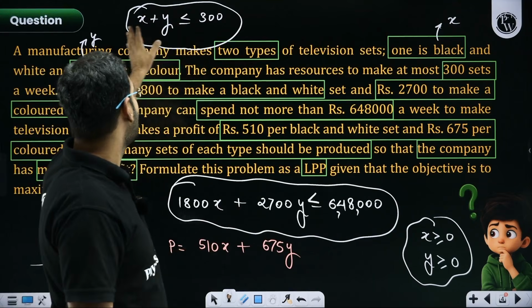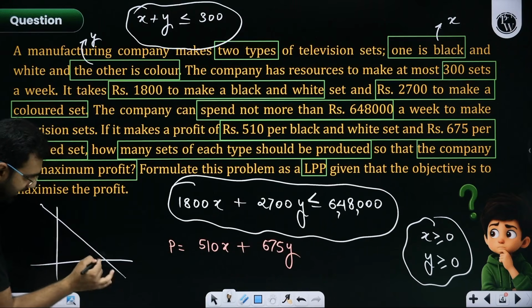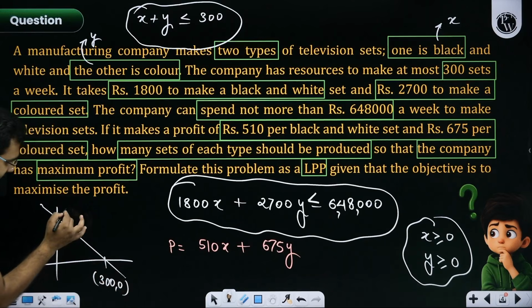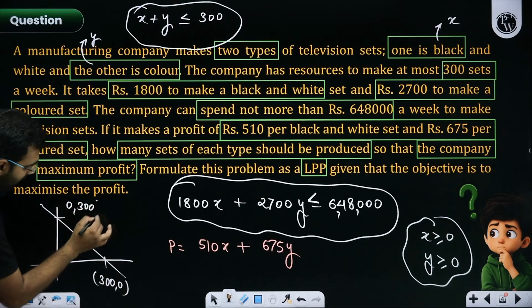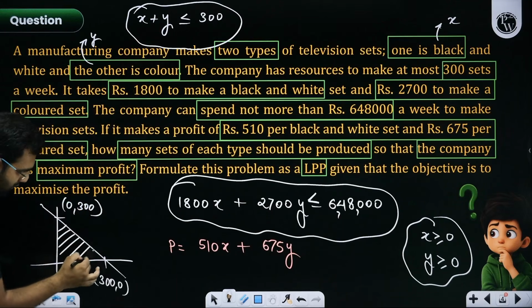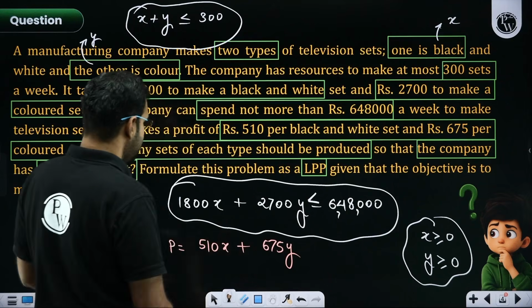This is a very well sorted equation: x plus y is less than or equal to 300. So I hope you do realize that this line will be intersecting the x-axis at (300, 0) and the y-axis at (0, 300). And if I talk about less than or equal to, this is saying that this will be my region. But this is not my answer. I need to draw one more line. Which line, sir? This line.